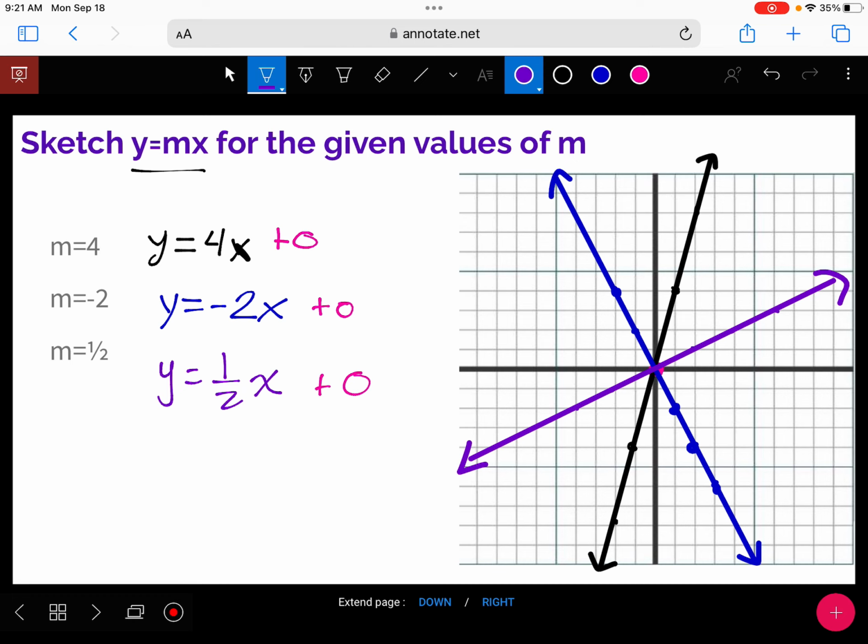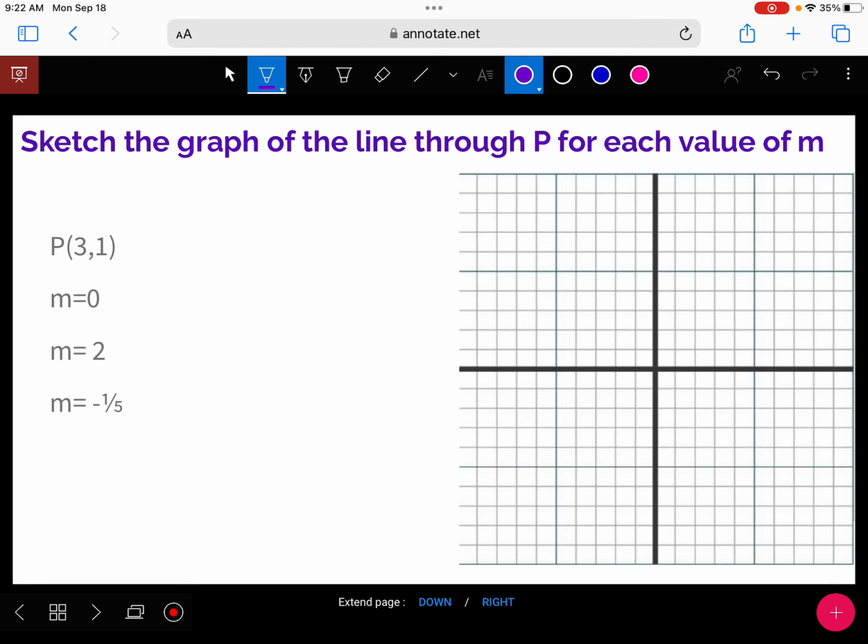Okay. So lines are vaguely familiar. We've worked with them before. Now we have a different thing. We have a point and some slopes.